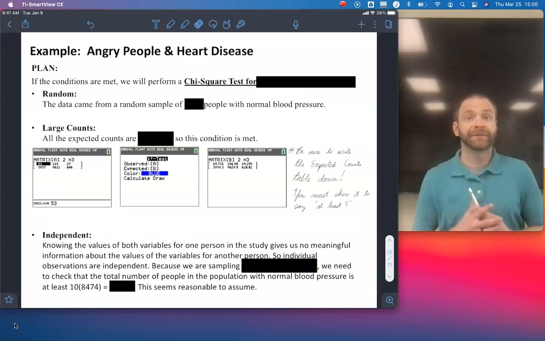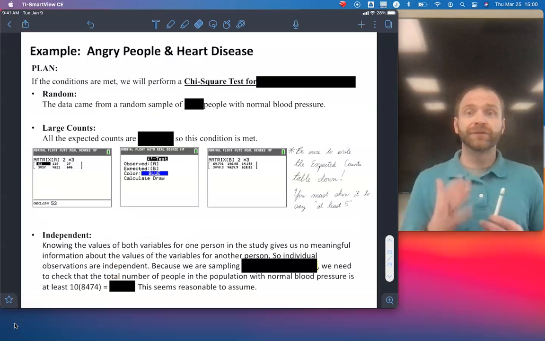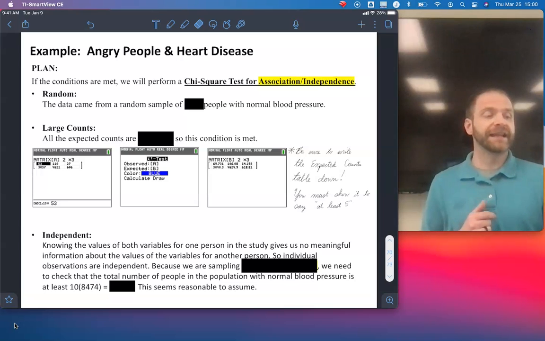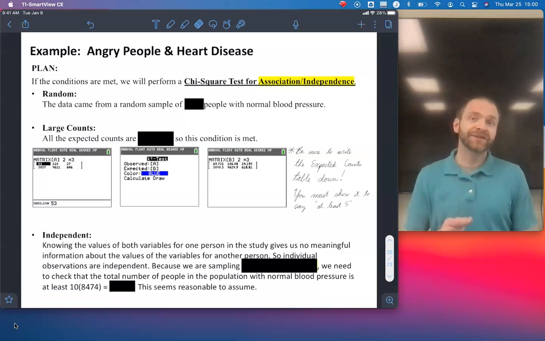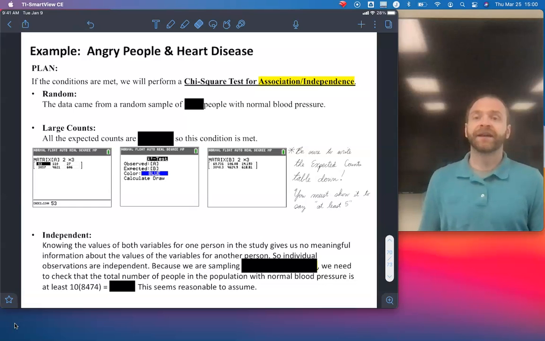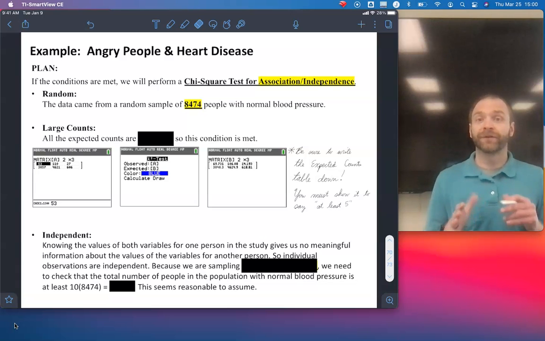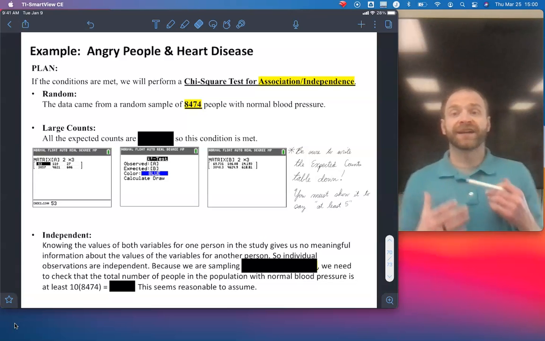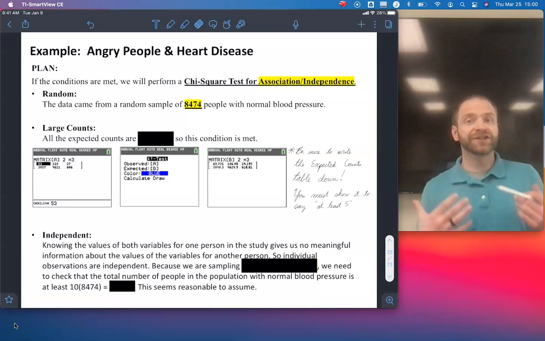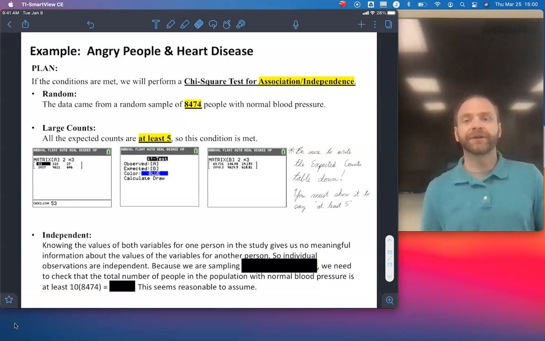So now on the plan, remember this is where a lot of your writing is going to be, so do pay attention. You have to name the test. This one's a chi-square test for association or independence. And we're looking at random. Now remember, they had a random sample of 8,474 people with normal blood pressure. Next is large counts. For the large counts, they have to be at least greater than or equal to 5.